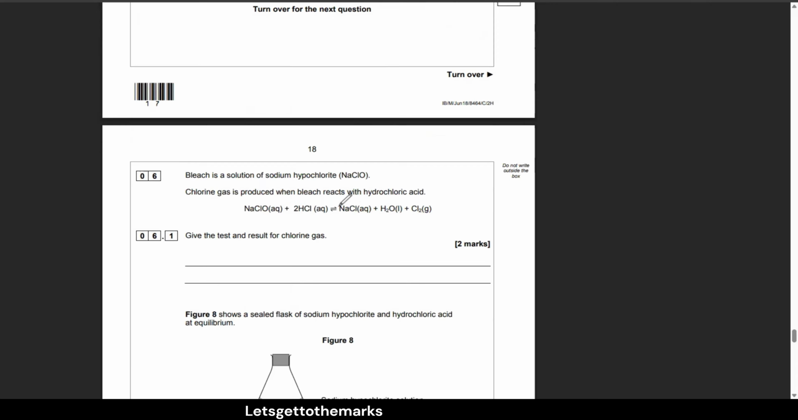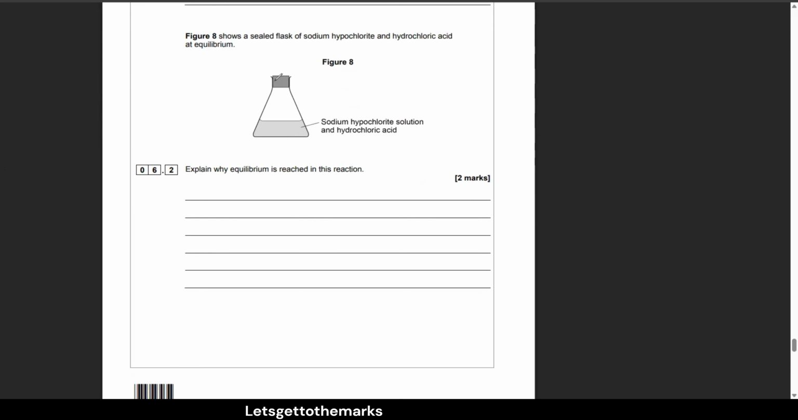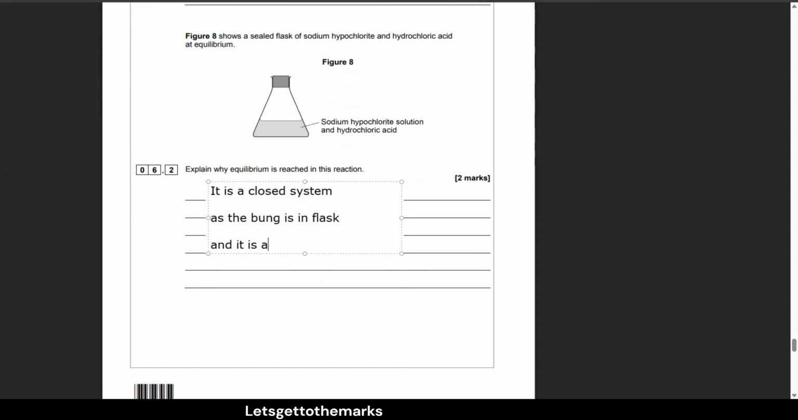You could pause the video and have a go, but hopefully you've spotted there's a reversible symbol. Only reversible reactions can reach equilibrium, and they have to be in a closed system. What we mean by a closed system is they need to have a lid on. Otherwise, they can never reach equilibrium because things can escape. So it is a closed system as the bung is in the flask. I don't think we need to explain that, but it's just a closed system. And it is a reversible reaction. And there we go. That's going to be our 2 marks.